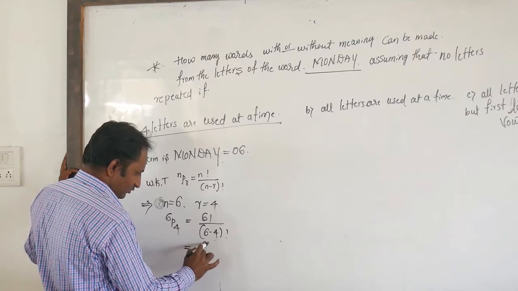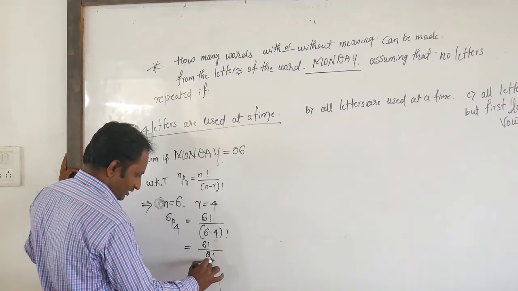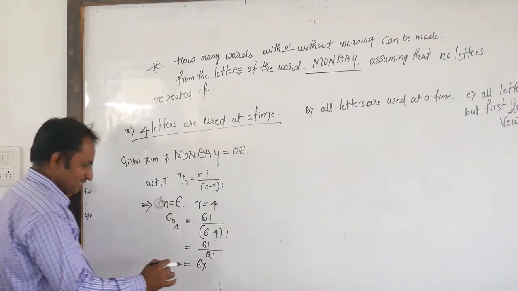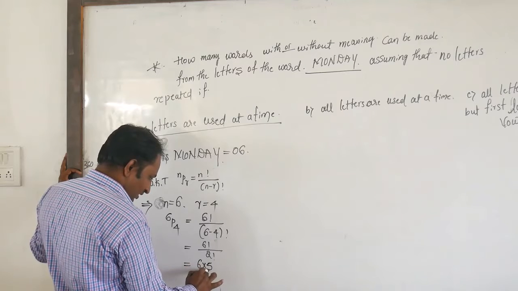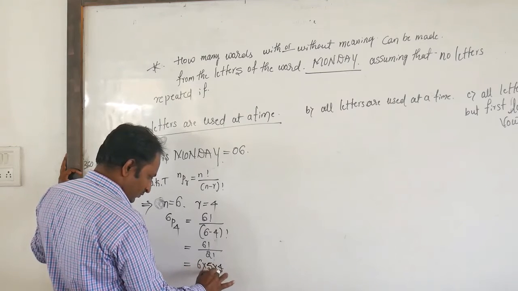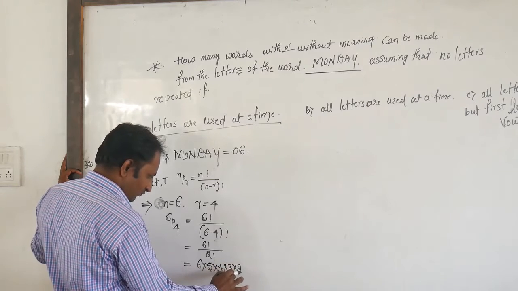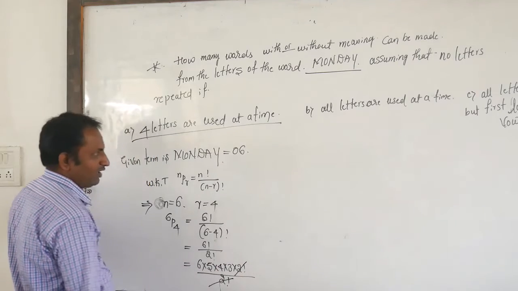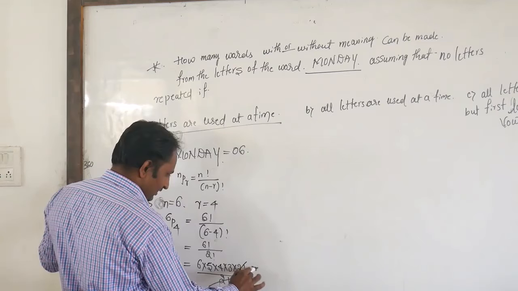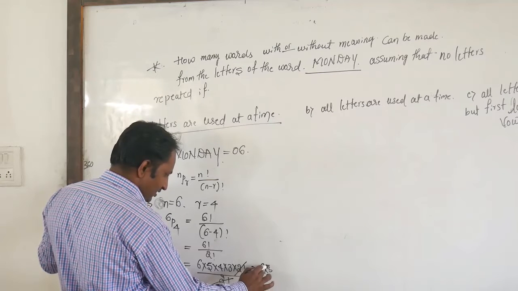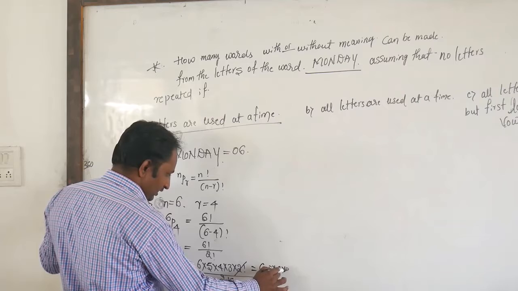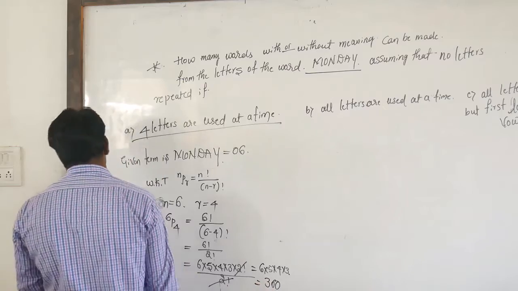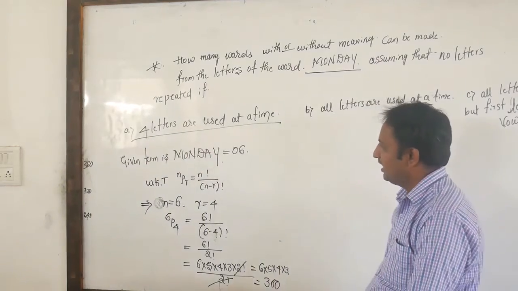Here, 6 factorial divided by 2 factorial. 6 factorial can be expanded as 6 into 5 into 4 into 3 into 2 factorial, divided by 2 factorial. 2 factorial gets cancelled. Here, the answer is 6 into 5 into 4 into 3, which is 360. 360 is our required answer.